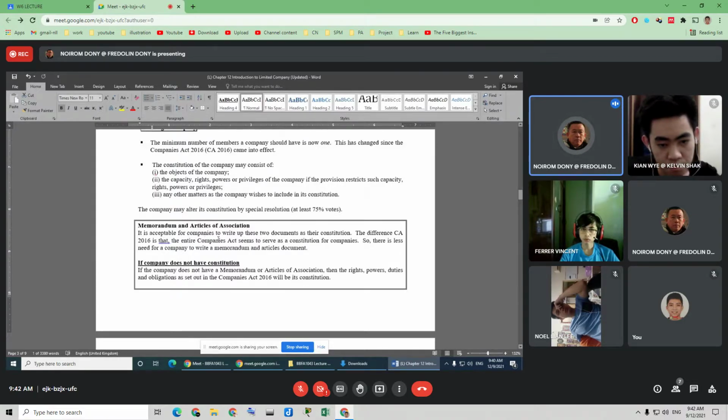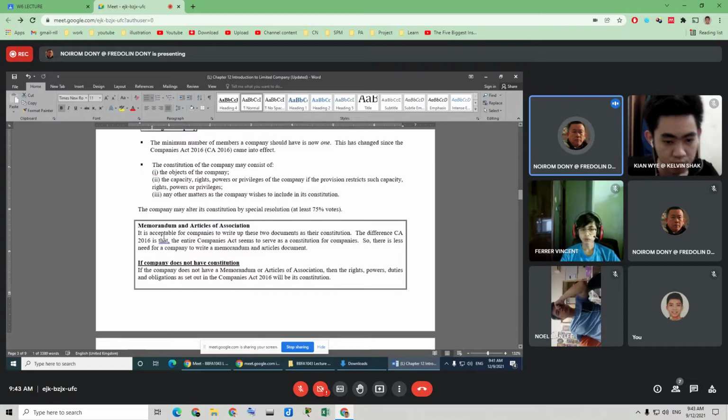So it is acceptable for a company to write up these two documents as their constitution. The difference with the Companies Act 2016 is that the entire Companies Act seems to serve as a constitution for the company. What we have in the Companies Act 2016 is actually the complete constitution. So there is less need for a company to write up a memorandum and articles document.